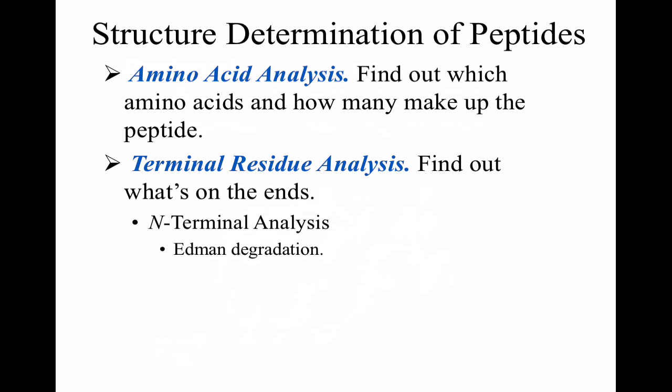Okay? The way that we can do N-terminal analysis is by a process called Edman degradation, which you'll learn about in biochem. I'm not going to spend a whole lot of time. But what you need to know is that it will remove that N-terminal amino acid through an organic chemical reaction.